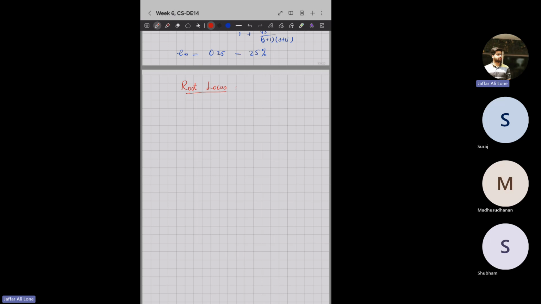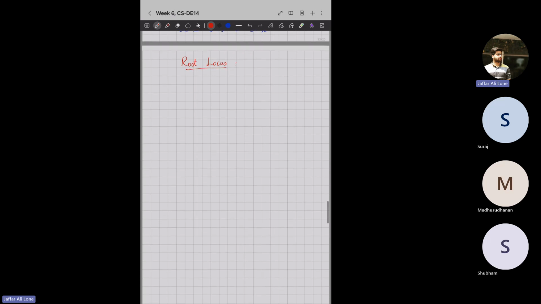So in root locus, basically we vary a parameter, in this case the gain K, from 0 to infinity, and see what is the locus of our closed loop poles. Formally, the definition is very important because that solves 30% of this root locus stuff. So I'll just write it.